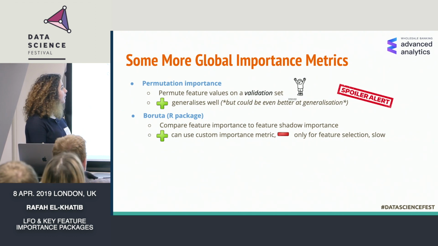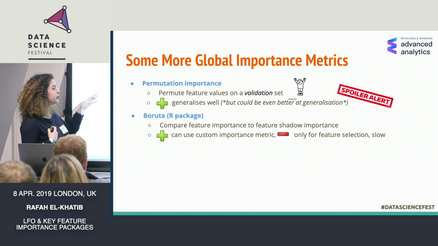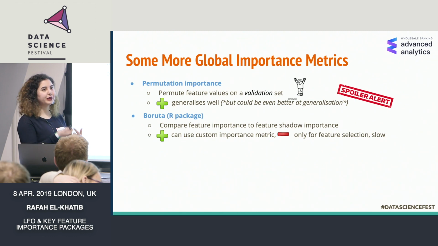Okay, cool. So on the plus side, this is cool because you can use whatever importance metric you want. On the downside, it's only implemented right now for feature selection, so it iterates and it does these decisions on its own. And it's a bit slow because every time it retrains and so on.